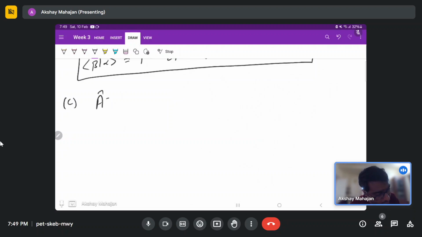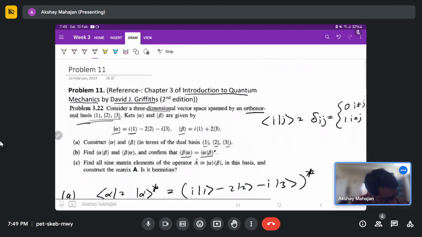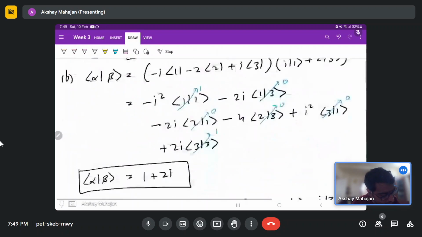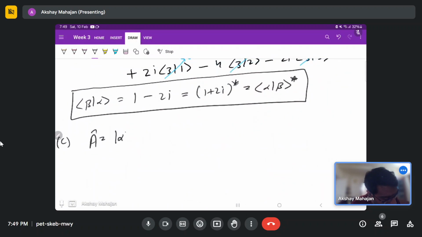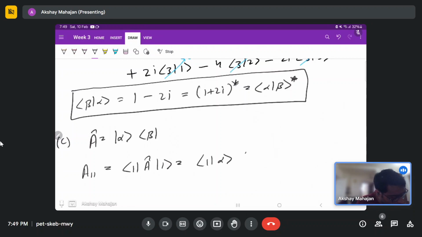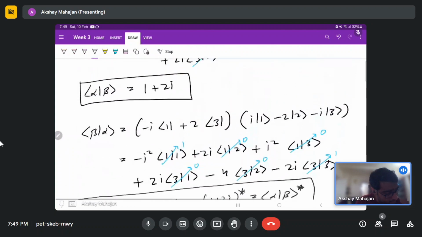So E cap is equal to ket alpha bra beta. Okay, we have this ket alpha bra beta, and we have to find the matrix form of this operator in the orthonormal basis. So for that I will find all the matrix elements. So that will be 1 E cap 1, there will be 1 alpha beta 1. Okay, and alpha, beta we have found.